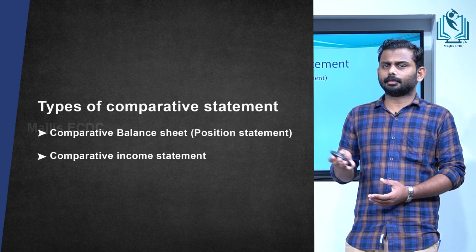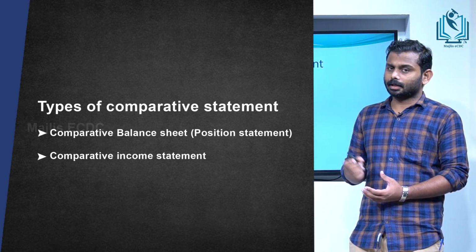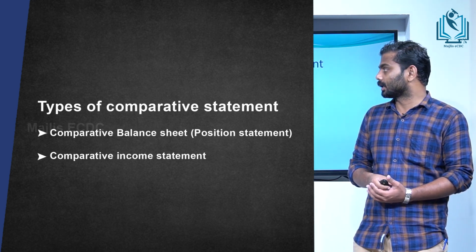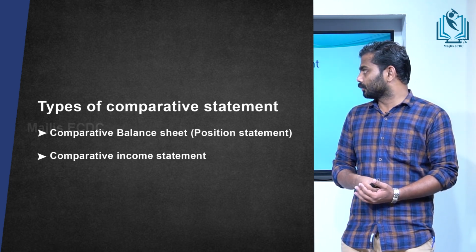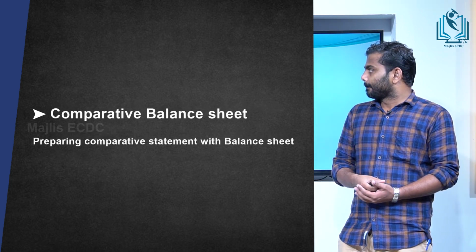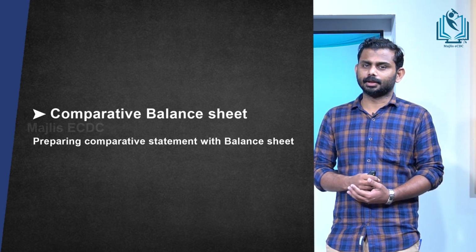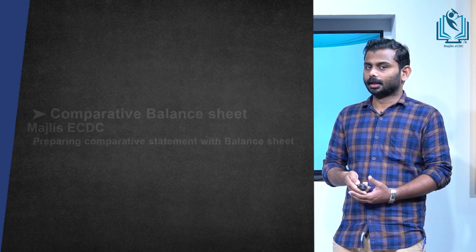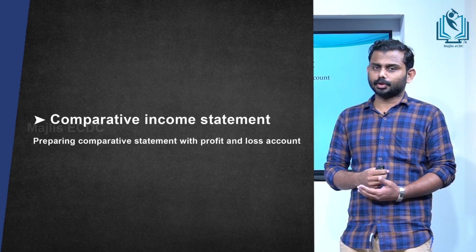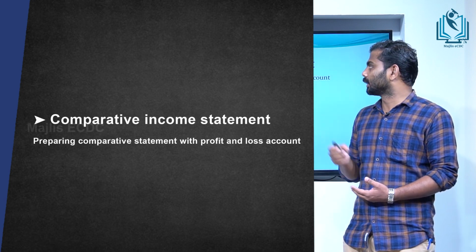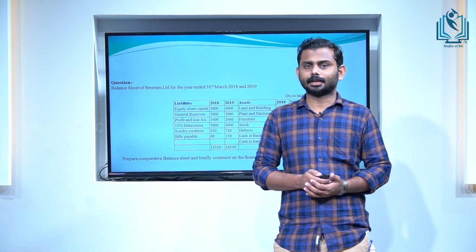Next, types of comparative statement analysis. First one is comparative balance sheet. It's also known as position statement analysis. And second one is comparative income statement. It's also known as comparative profit and loss account. Preparing a comparative statement with the help of a balance sheet is known as comparative balance sheet. Preparing a comparative statement with the help of an income statement is known as comparative income statement. Now we can prepare a comparative statement.